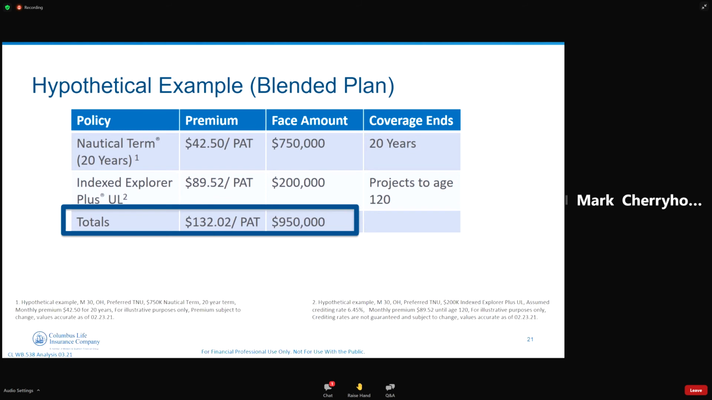It's $132.02 a month. Now remember, beginning in the 21st year, this premium goes away and he's only paying $89. I just chose 20 years because let's say his children are grown by then. And again, that term duration is an individual consideration. You could put a little less on there. You could put 500,000, but again, it's going to be a higher premium.